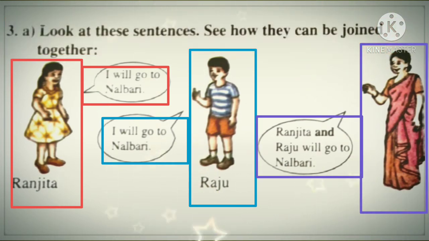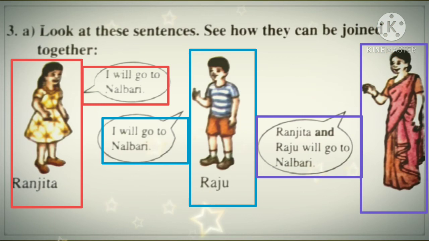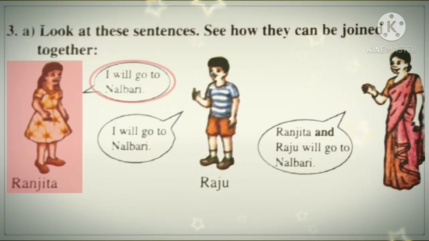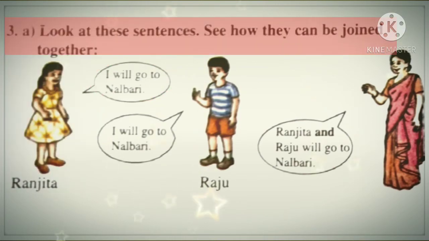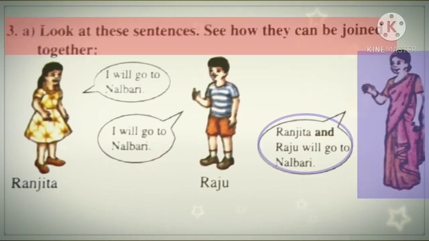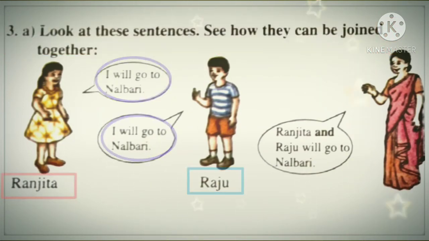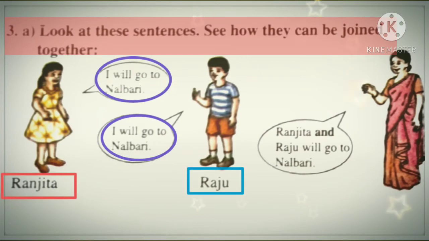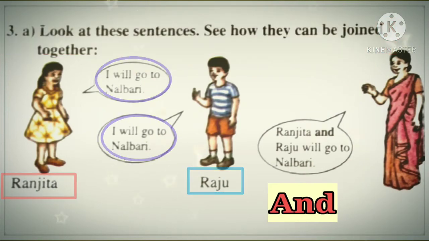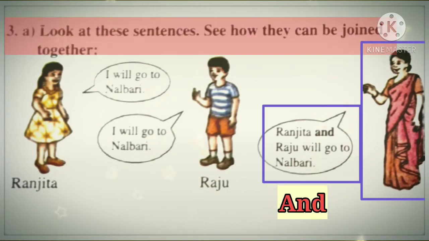Now students, all of you carefully listen to the sentences spoken by Ranjita, Raju and their teacher. Ranjita: I will go to Nalbari. Raju: I will go to Nalbari. Teacher: Ranjita and Raju will go to Nalbari. Students, notice here both Ranjita and Raju have spoken the same sentence and their teacher has joined both of their sentences by using the word 'and'. See here, Ranjita and Raju will go to Nalbari.